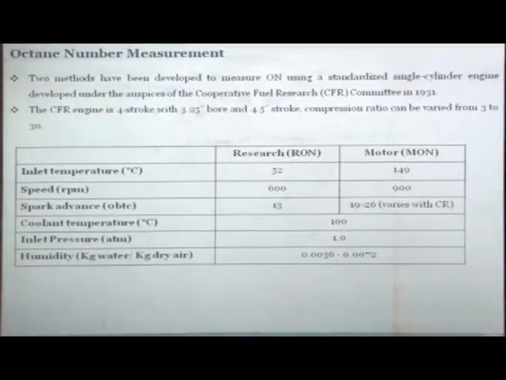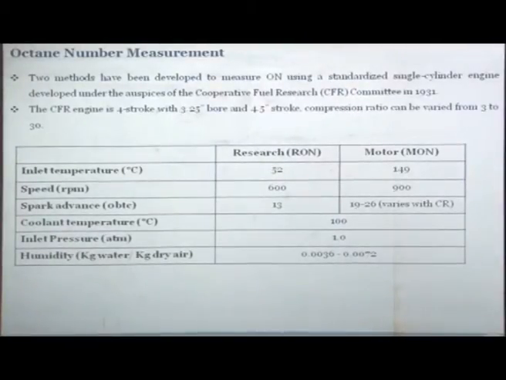The CFR engine is 4-stroke, with a 3¼ inch bore and 4½ inch stroke. The compression ratio can be varied, and there are many units. It can normally be varied from 3 to 30, but for some units, for example, the SI unit can be 3 or 4 to 11, and the CI units could be 10 to 30.